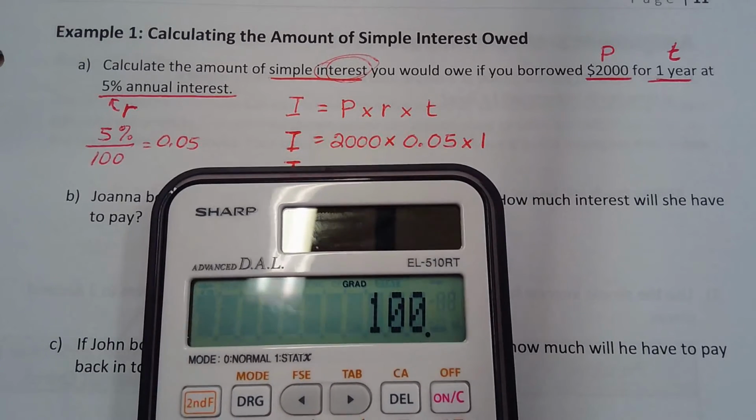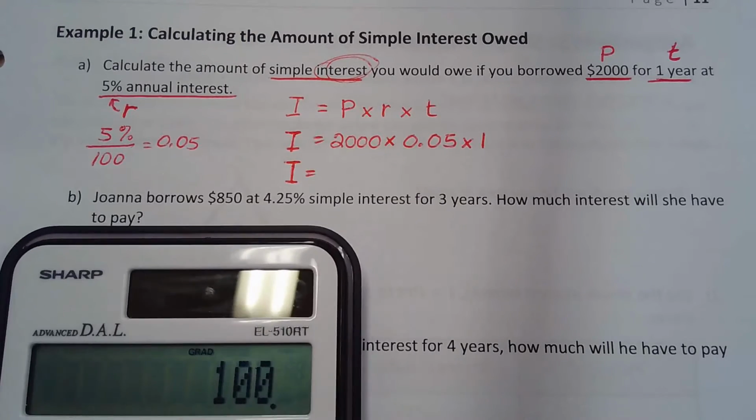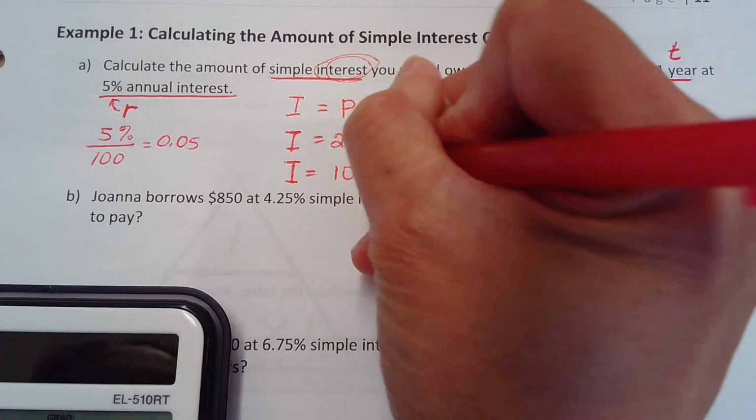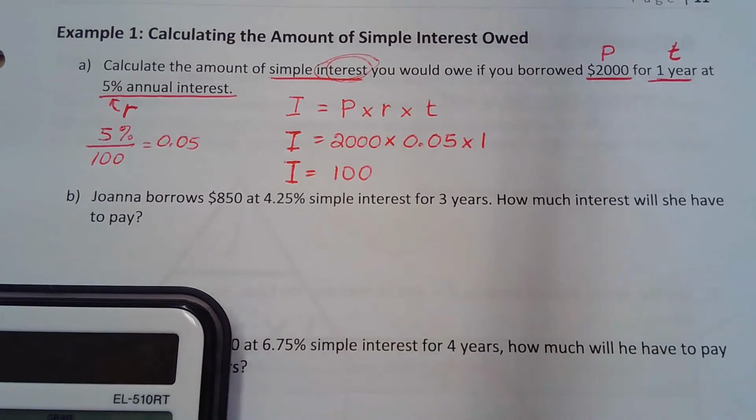A 100, yes? So what would be 100 equals I? Yeah. So I is equal to 100, or 100 equals I. Okay, so that means if I borrow $2,000 at 5% interest and I pay it in a year, for 1 year, it's going to be $100.